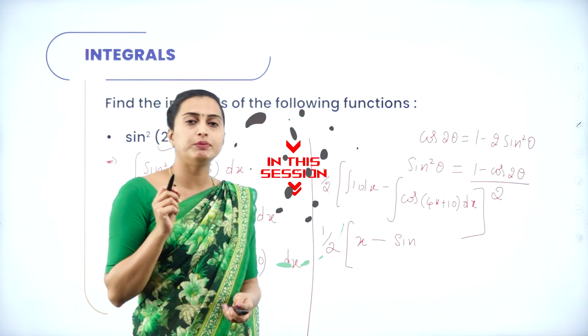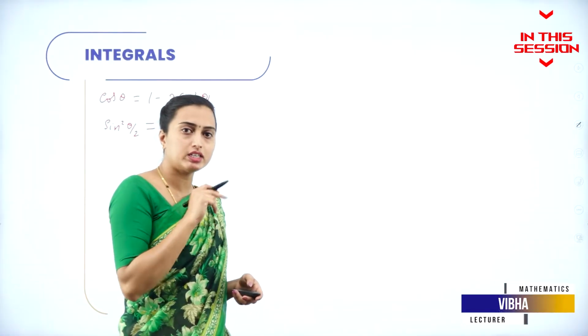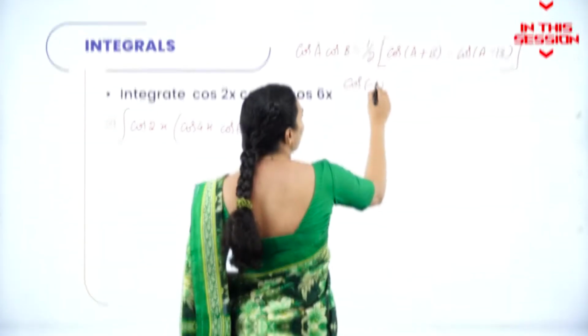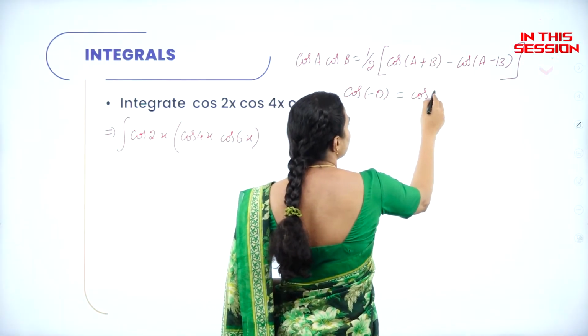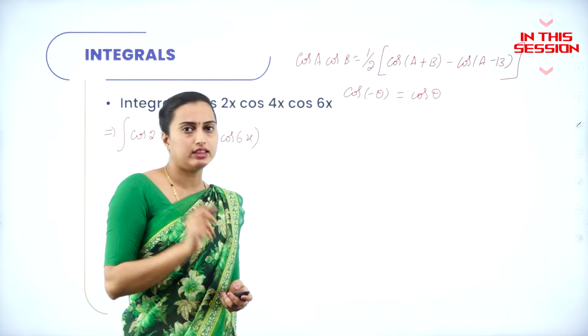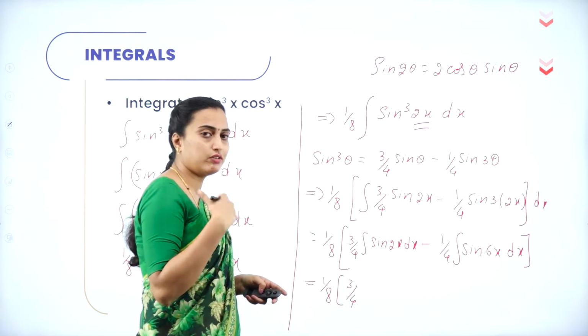Integration of cos of ax plus b is sine of ax plus b divided by a. Sine theta by 2 can be written as square root under 1 minus cos theta divided by 2. Cos of minus theta is always plus cos theta. Sine of minus theta is always minus sine theta. Integral of sine 2x is minus cos 2x divided by 2.